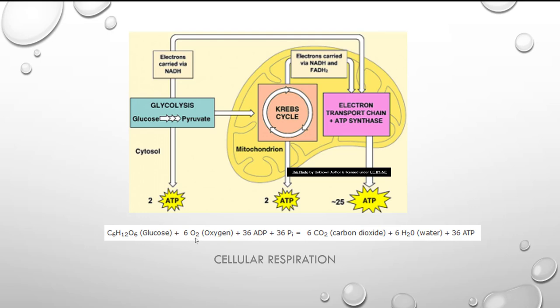Now notice we have not yet gotten into the oxygen part. So we won't get into that part until the electron transport chain part. And so far the only thing we've done is we've broken glucose into 2. So we haven't produced any carbon dioxide or water yet.